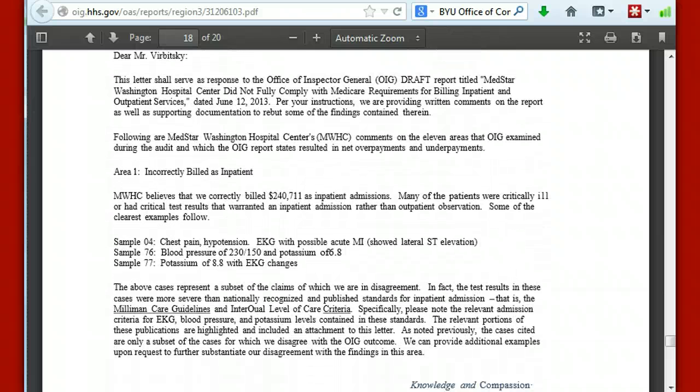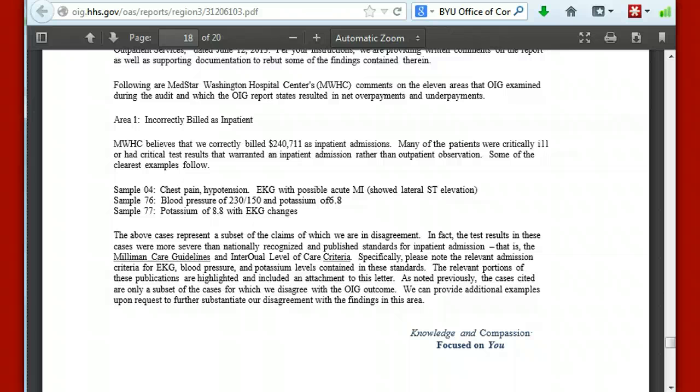So, as you can see down here, they believe that they correctly billed, and they're going to tell the OIG why. So they're going through the different incorrectly billed as inpatient, and they're going to put in their argument as to why they think the level of care was appropriate. So right here, for a lot of the appropriate level of care, the medical necessity reviews, they are quoting the guidelines from Milliman and Interqual, which give specific guidelines on when a patient should be an outpatient. And they are saying that things within these pieces within the medical record prove that this admission was appropriate.